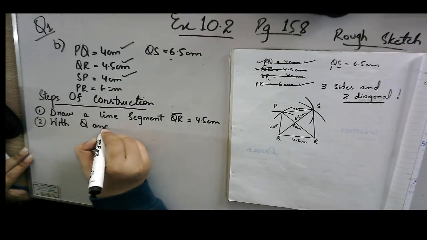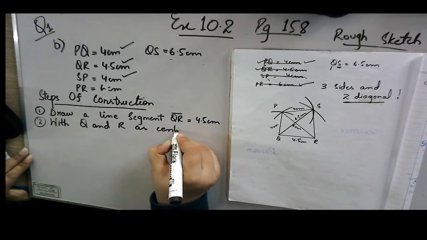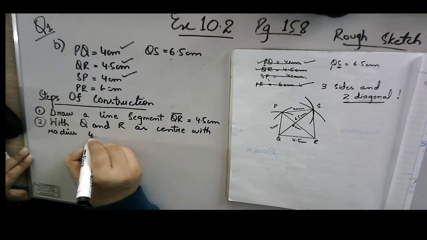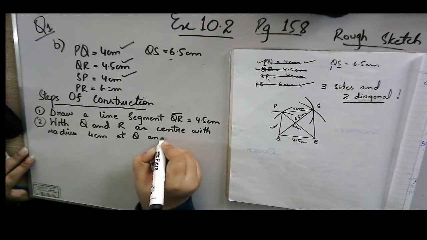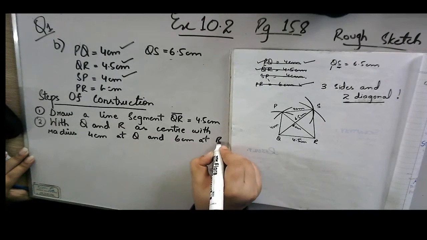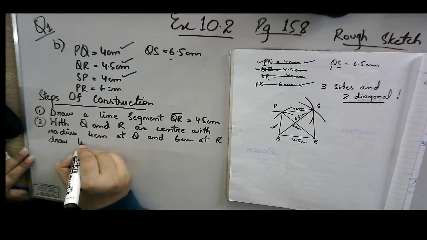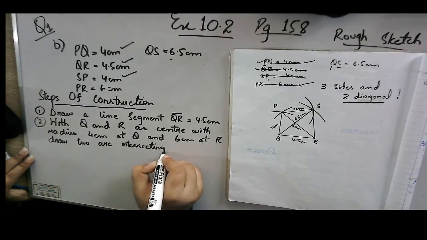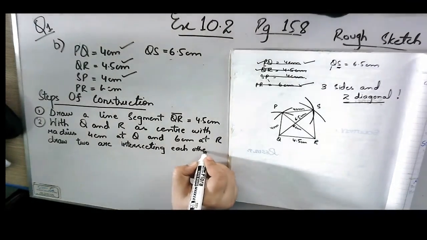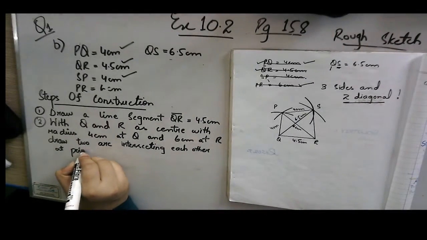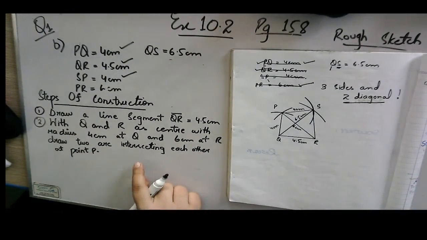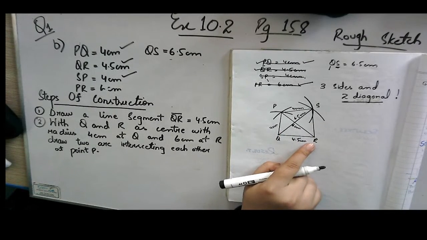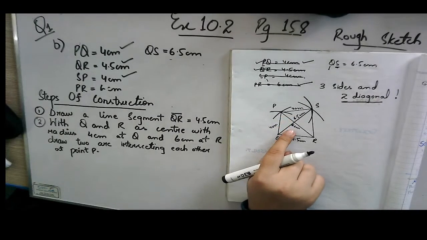with Q and R as center, with radius 4 centimeter at Q and 6 centimeter at R, draw 2 arcs intersecting each other at point P. After that, what we have done, from point Q you have to mark an arc of 4 centimeter, and from point R you have to intersect the previous arc, which is of 6 centimeter.